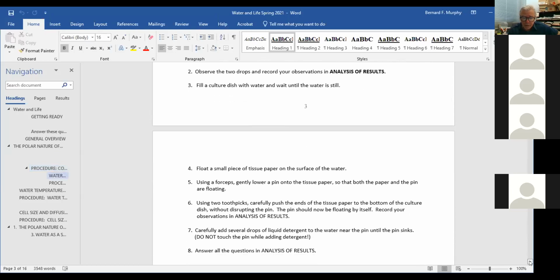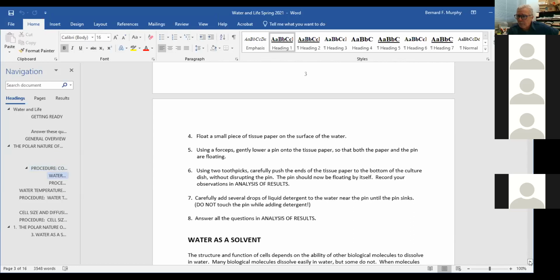Then you float a pin. You take a dish of water, you put a piece of tissue paper down, put the pin on the tissue paper, take two toothpicks, and you push the tissue away, and you'll float that pin. And you'll see that the water is bent around this pin that's floating.